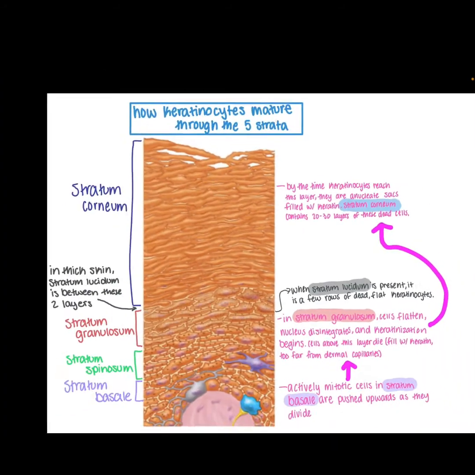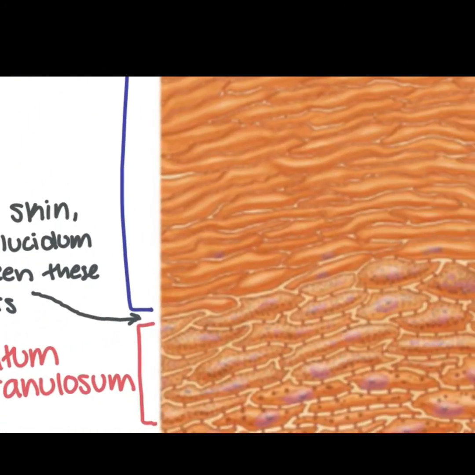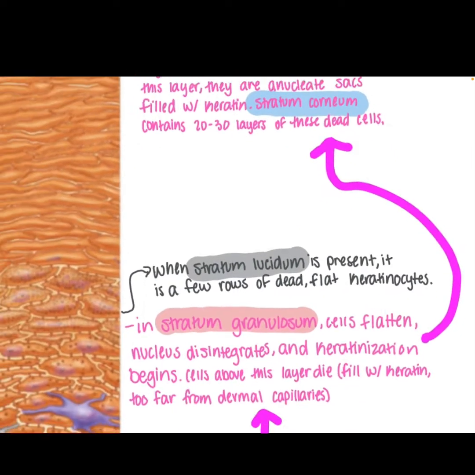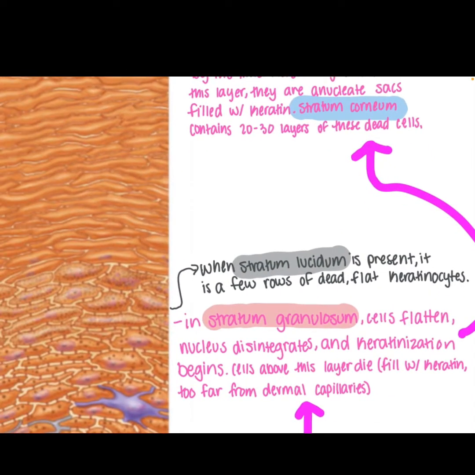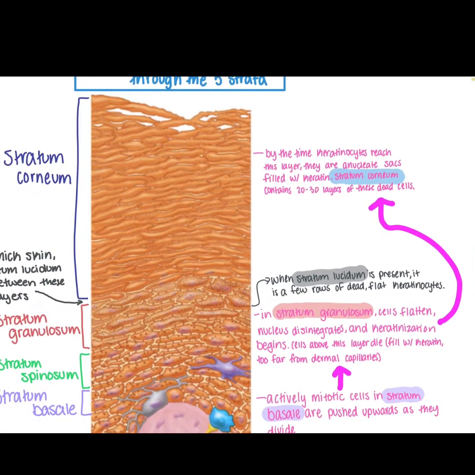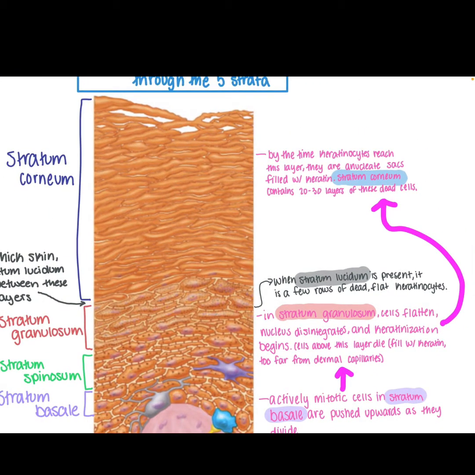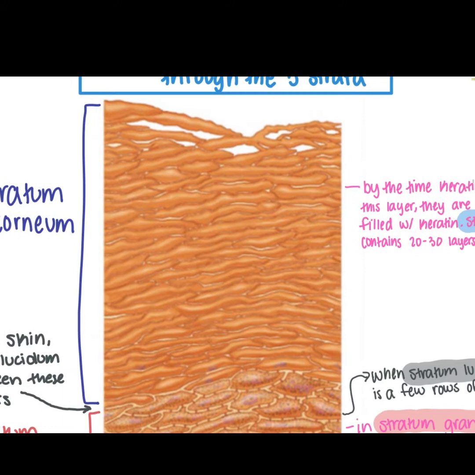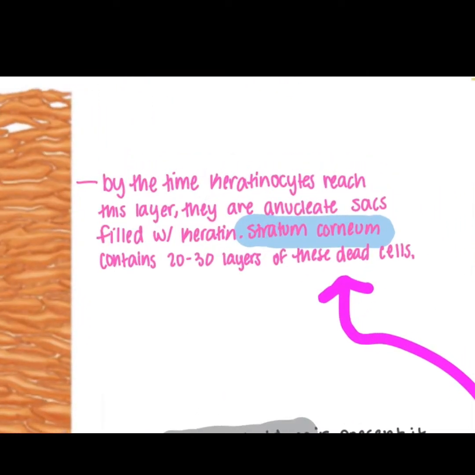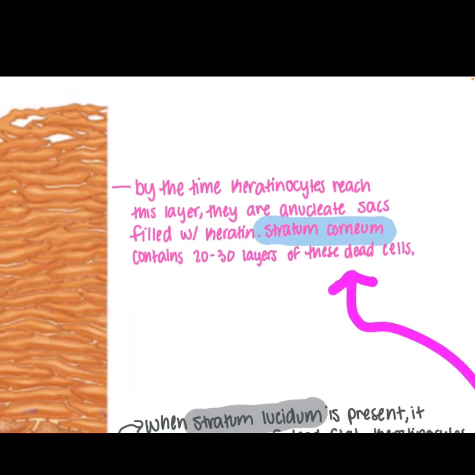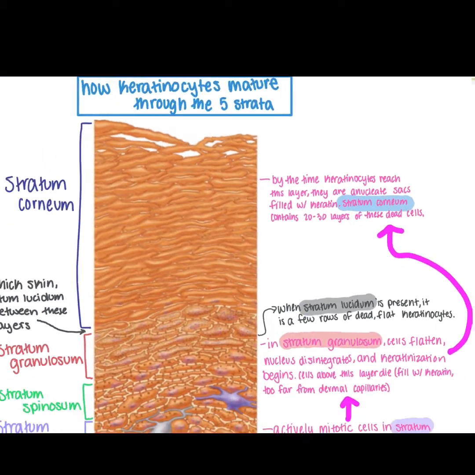Above this layer is the stratum lucidum, which is present only in thick skin, but when it is present, it is just a few rows of the dead flat keratinocytes after they've moved through the stratum granulosum. By the time they reach the top layer, which is the stratum corneum, they are anucleate sacs filled with keratin, so they're basically just a membrane that's filled with keratin. Stratum corneum contains 20 to 30 layers of these dead cells.